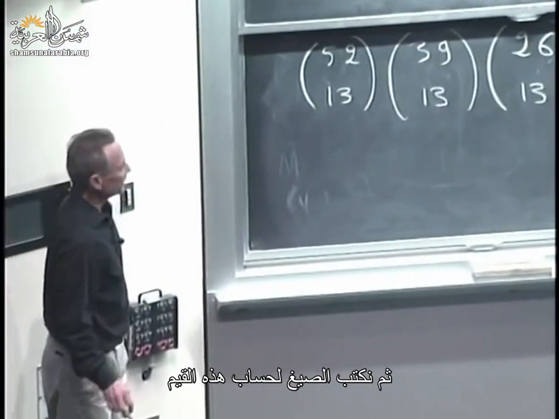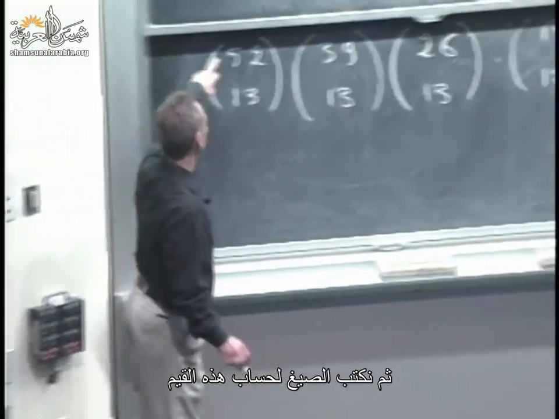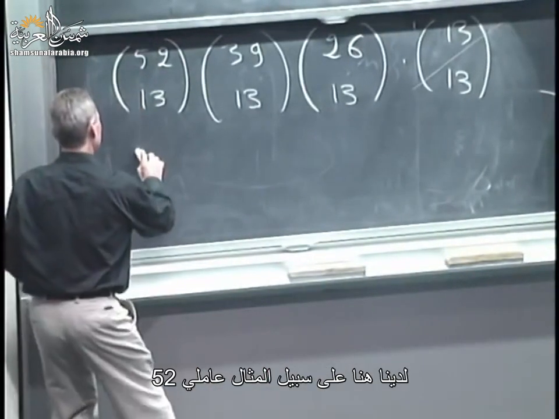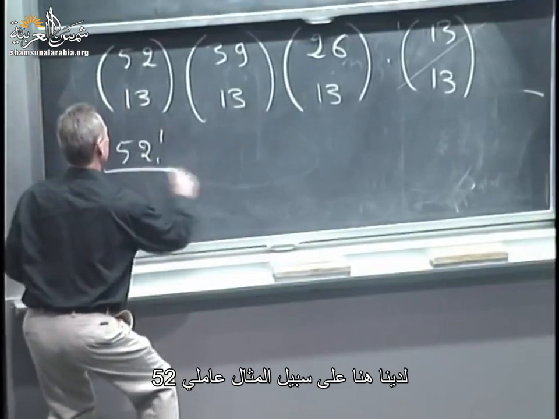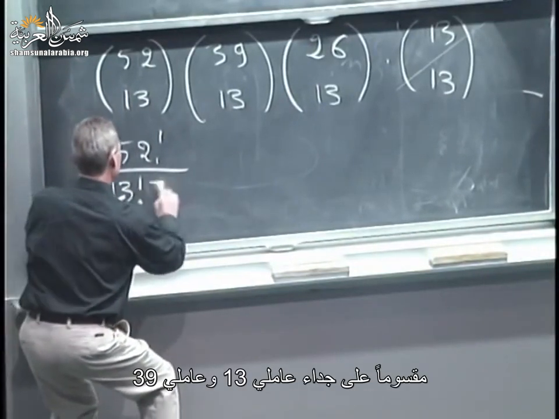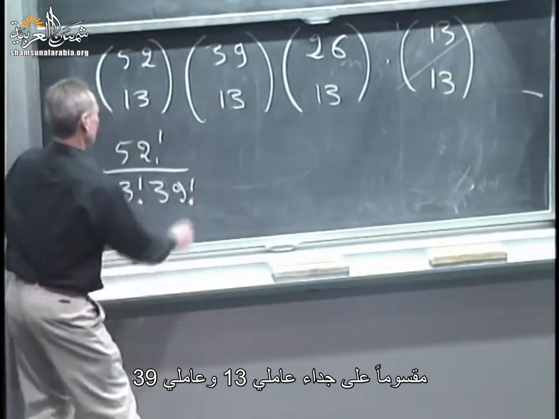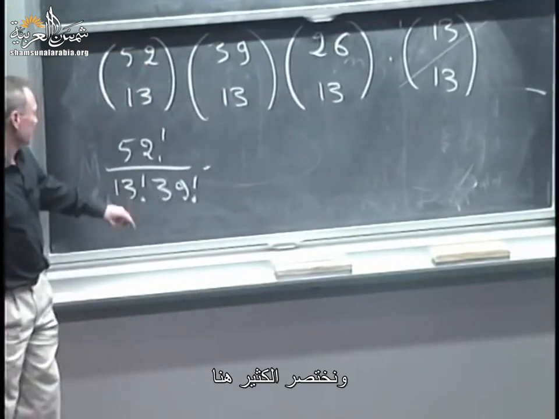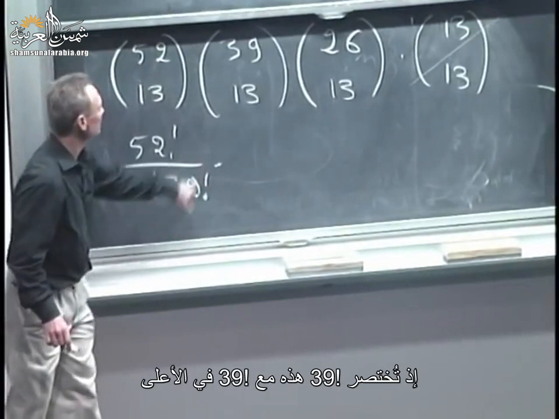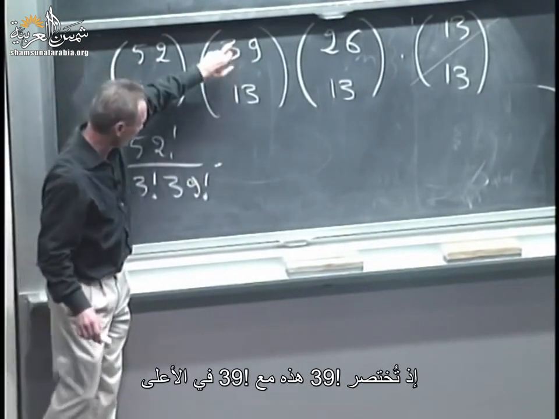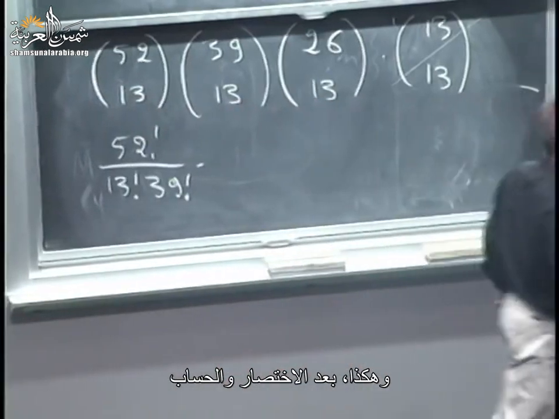All right, so the next thing you do is write down the formulas for these numbers. For example, here you would have 52 factorial divided by 13 factorial times 39 factorial, and you continue, and then there are nice cancellations that happen. This 39 factorial is going to cancel the 39 factorial that comes from there, and so on. After you do the cancellations and all the algebra, you're left with this particular answer, which is the number of possible partitions of 52 cards into four players, where each player gets exactly 13 cards.